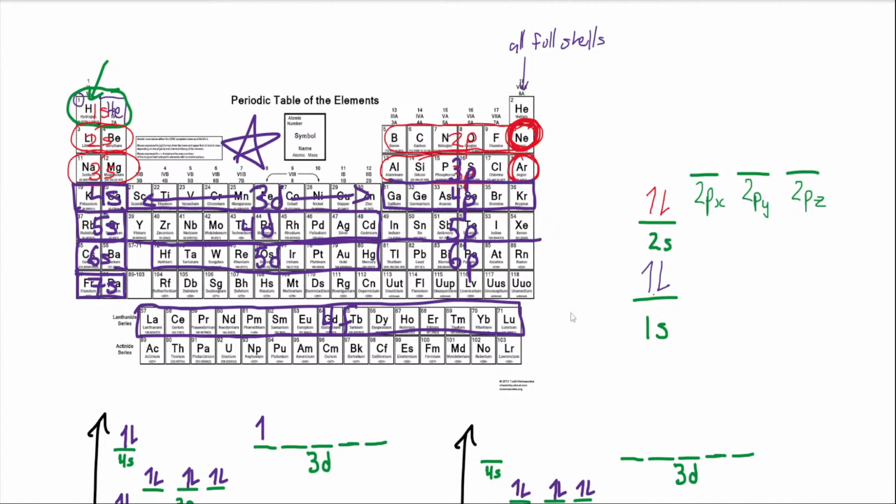Okay, so after the 6P, then the 7S, and then what is this? What's next after the 7S? Same sort of thing. Yes, 5F. Yes, good catch. Good. 5F, and then 6D, and then 7P.